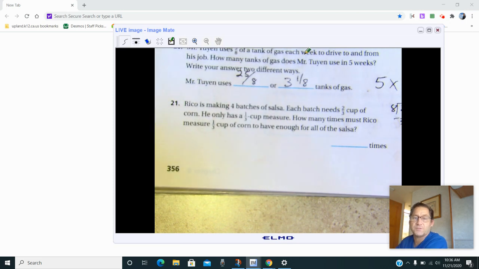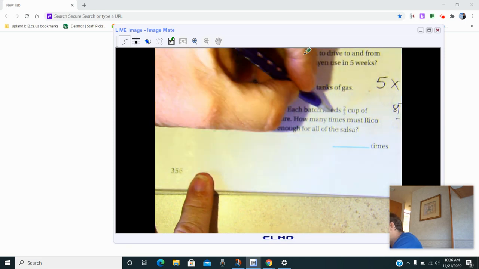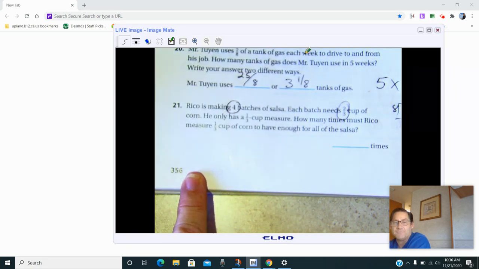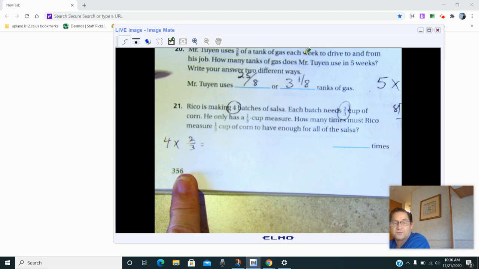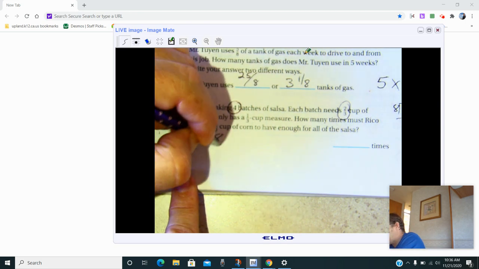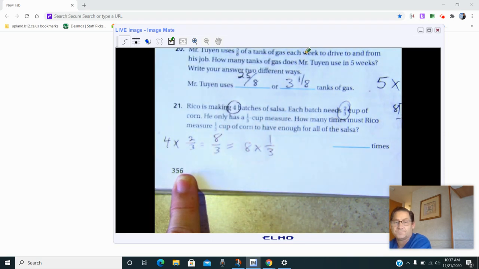Okay, number 21. Rico is making 4 batches of salsa. Each batch needs 2/3 cup of corn. He only has a 1/3 cup measure. How many times must Rico measure 1/3 cup of corn to have enough for all of the salsa? So 4 batches, 2/3 cup of corn each time. So first let's figure out how many cups of corn he actually needs. So 4 sets of 2/3. 4 times 2 is 8/3. So he needs 8 times 1/3. So he's going to have to fill it up 8 times.